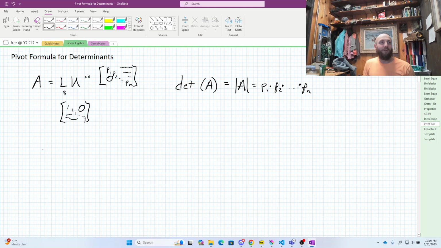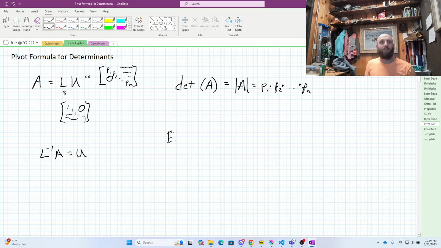Remember, after we do elimination, we'll have something like L inverse A is U. And then the pivots are just down the diagonal of U. I don't even actually need to know what the matrix L is, so I don't have to calculate the inverse of L. I can just go ahead and grab the pivots off of U. So that's kind of our easiest option.